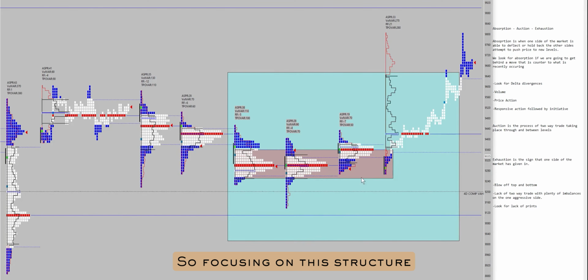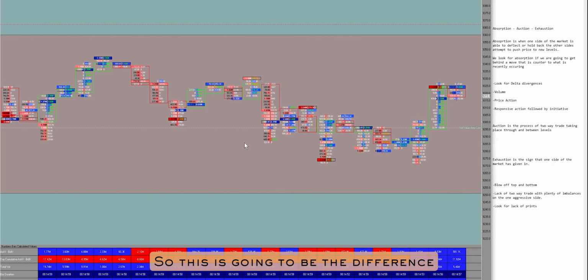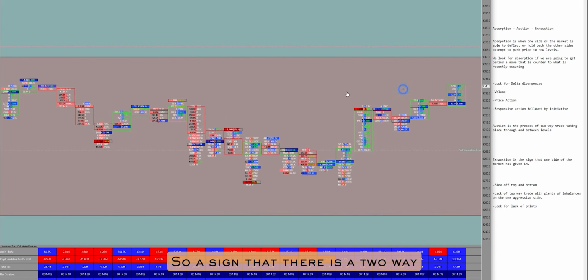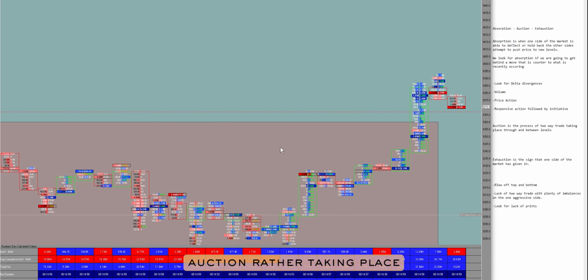So focusing on this structure and how we resolve outside of the high, this is going to be the difference between exhaustion and auction. A sign that there is a two-way auction taking place, rather than exhaustion or a blow-off top. Exhaustion is a sign that one side of the market has given up. We get a blow-off top usually.